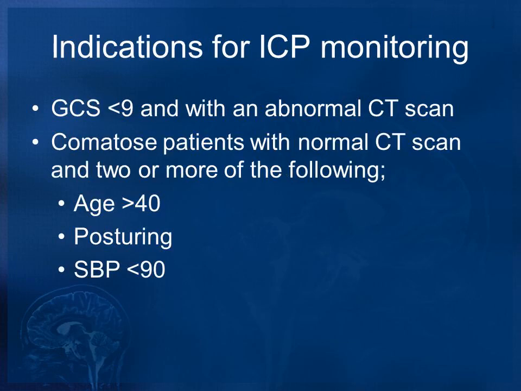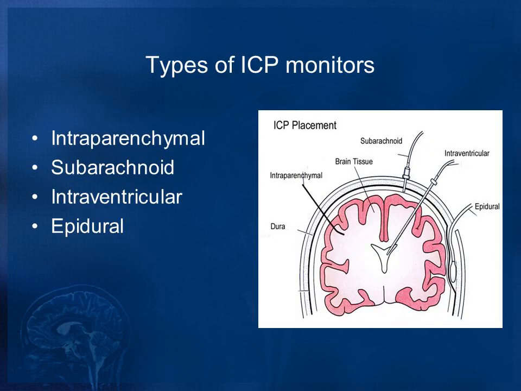Indications for ICP monitoring: GCS less than 9 and with an abnormal CT scan. Comatose patients with normal CT scan and two or more of the following: age greater than 40, posturing, SBP less than 90. Types of ICP monitors: intraparenchymal, subarachnoid, intraventricular.